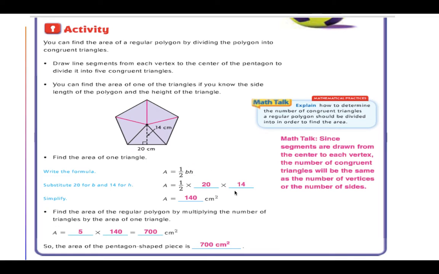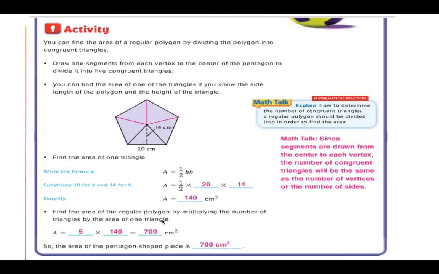I'm going to replace the H with 14. So now what's half of 20? 10. And what is 10 times 14? Well, anytime you multiply something times 10, you just add a 0 at the back of that number. So 10 times 14 is 140. So I know that the space inside this one triangle right here is 140 centimeters squared. Remember, you put a little 2 to show something squared when we're talking about area.